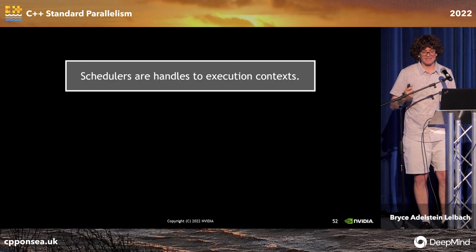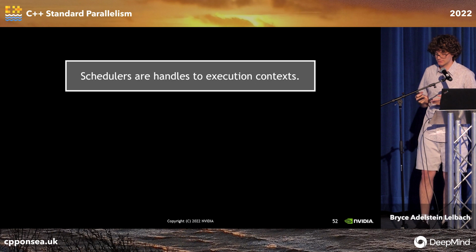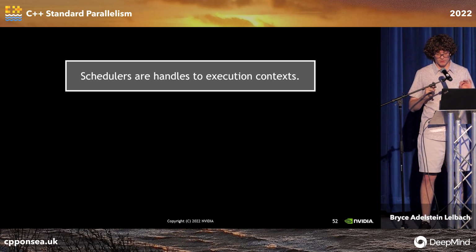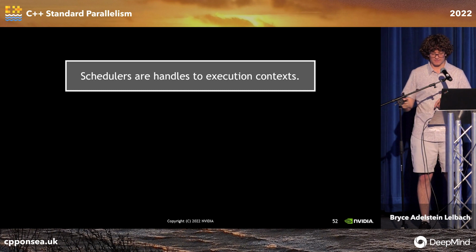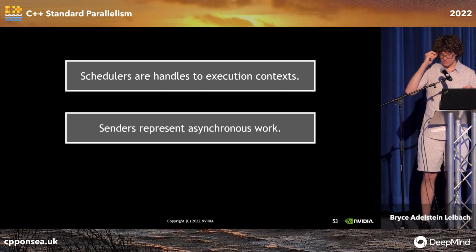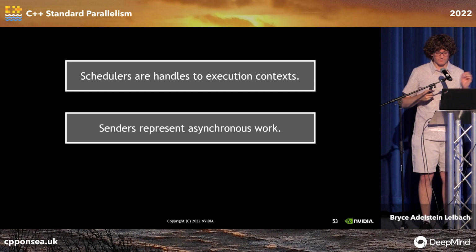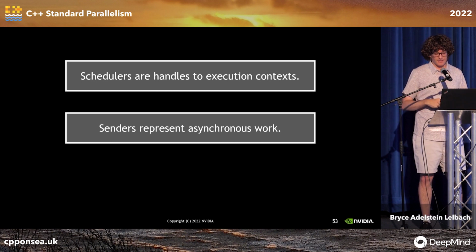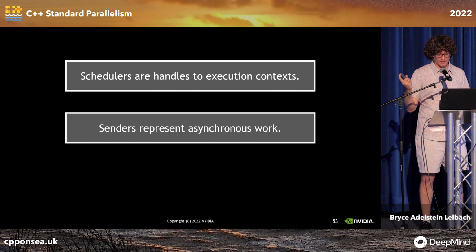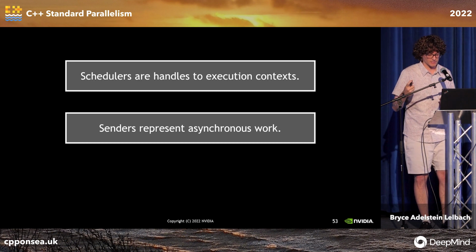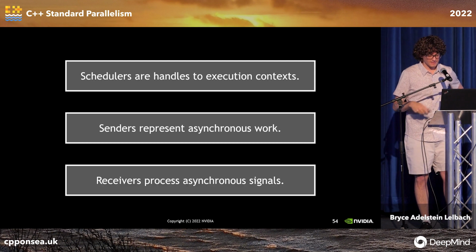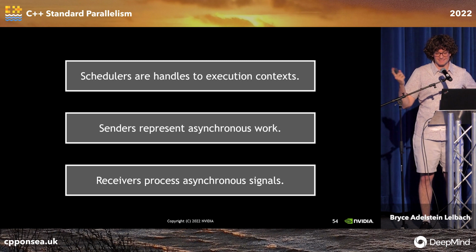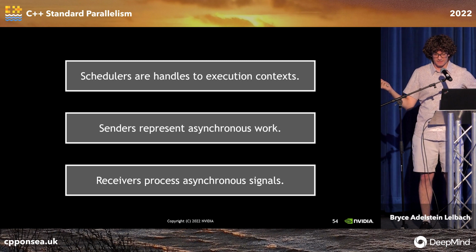So there are 3 key concepts in this senders and receivers world. First, we've got schedulers, which are handles to execution contexts. And schedulers produce senders. Then we have senders, and those represent asynchronous work that will eventually send some signal. They can be composed together using sender algorithms, very much in the same way that ranges can be composed together using range algorithms. And you can form task graphs that way. And then finally, we have receivers, which process asynchronous signals sent by senders.